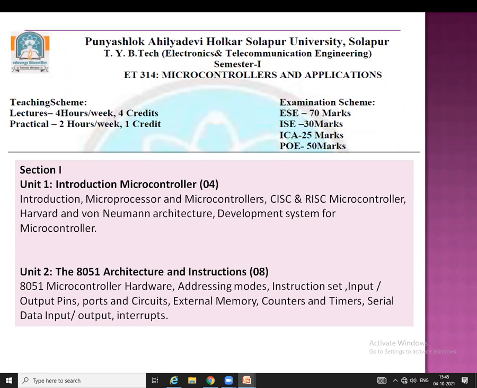I hope all of you have made at least one small notebook for each subject to note down the points which you are going to study in every lecture on a daily basis. The teaching scheme, as you can see in this slide, has four lectures in a week and two hours for practical.